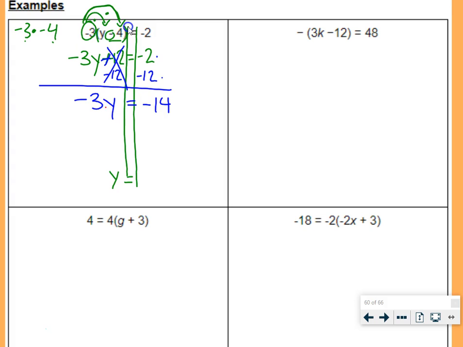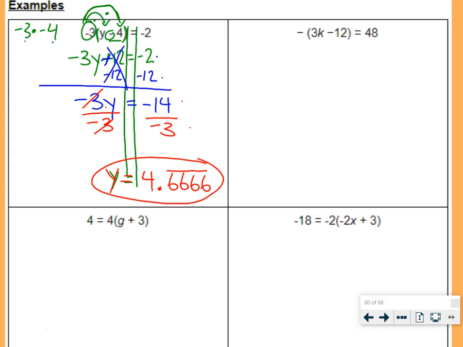Last step, we have multiplication. Undo multiplication with division. So we're going to divide both sides by -3. -3 is crossed off, leaving y all by itself. -14 divided by -3. Well, 3 does not go in evenly to -14, but we can get a decimal approximation. Negative divided by a negative is a positive. If you were to type that into your calculator, you get 4.666666 repeating. So you could draw a line over all the 6's, and there is your final answer.